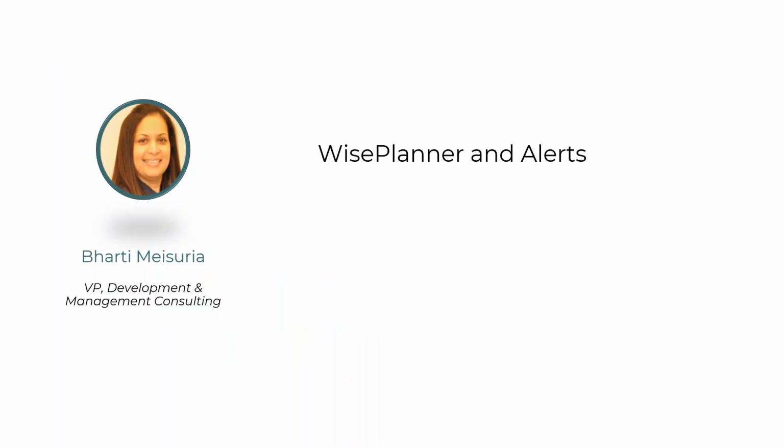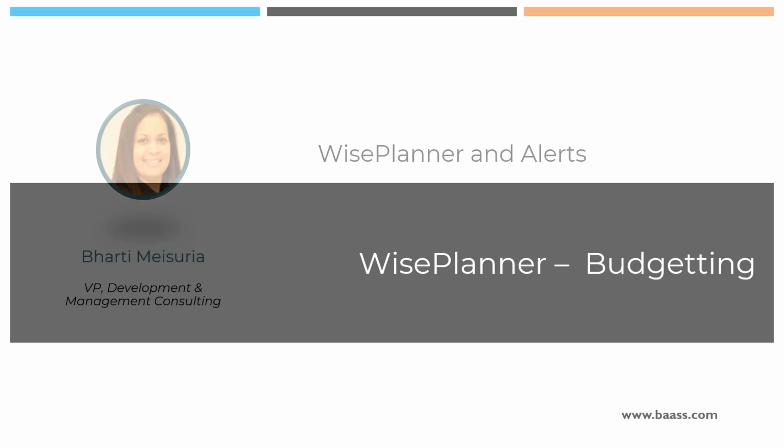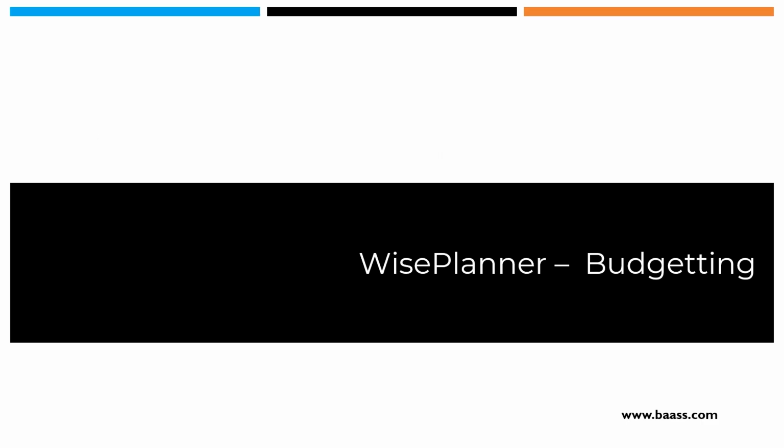And what I will be doing today with my colleagues is to show you the two products that we have, which is the Wiseplanner and Alerts. So we'll first get started with the Wiseplanner product. The Wiseplanner product is an add-on to your ERP that helps you do your budgets efficiently. At BAASS, we recognized quickly that with this add-on, our clients were saving a lot of time during the busy times for when they had to complete the budgeting spreadsheets within their ERP system.